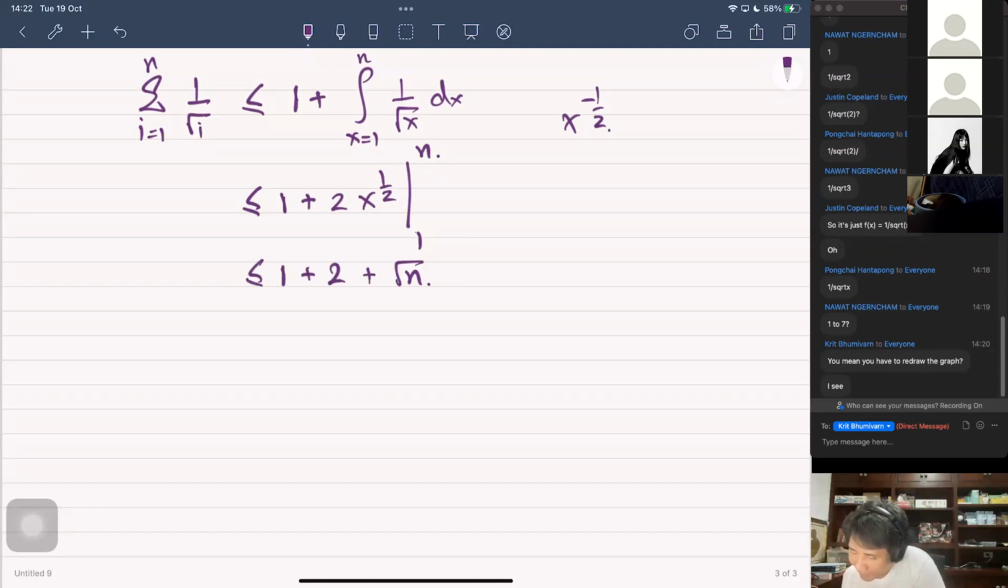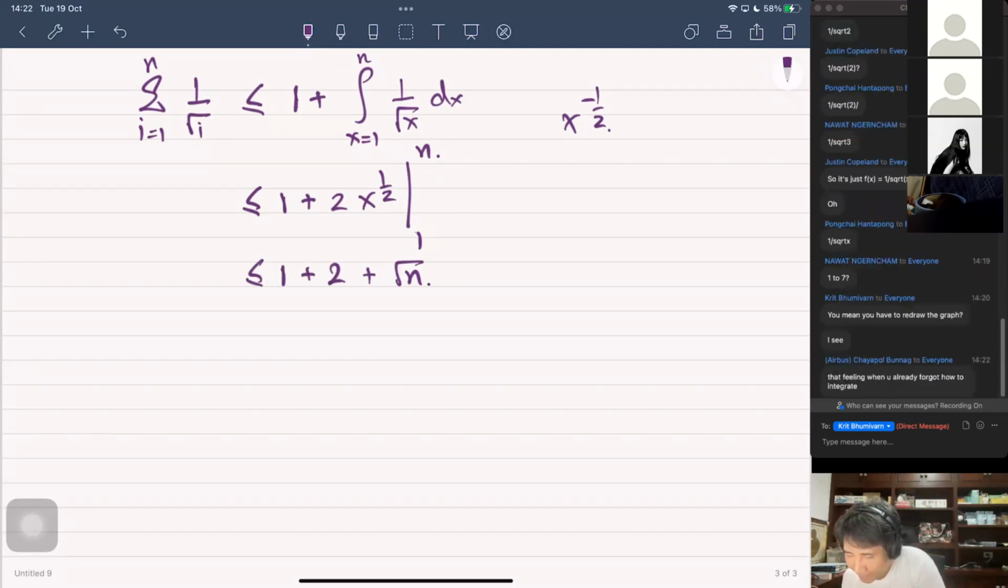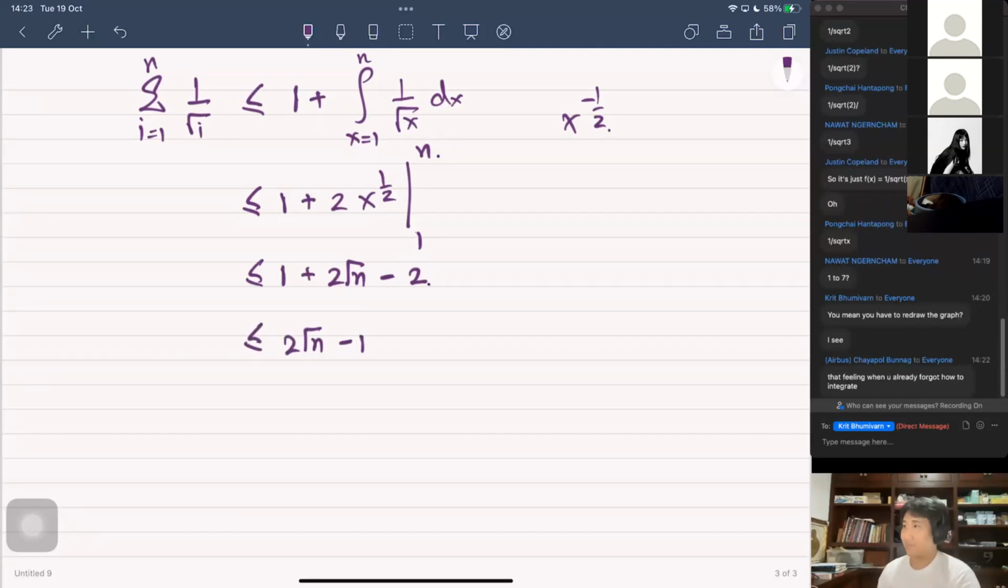Did I screw things up? Did I screw up the sign? Wait. I did. Sorry. 2 square root n minus 2. Okay, that's better. So that means it is equal to 2 square root n minus 1. Any questions so far?